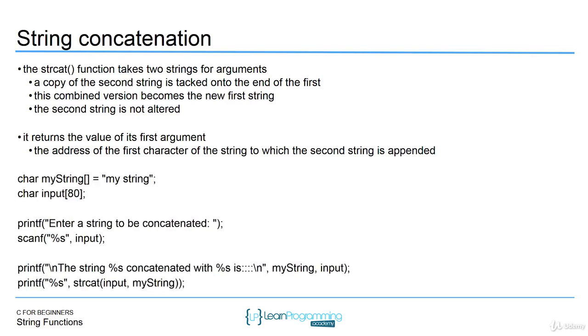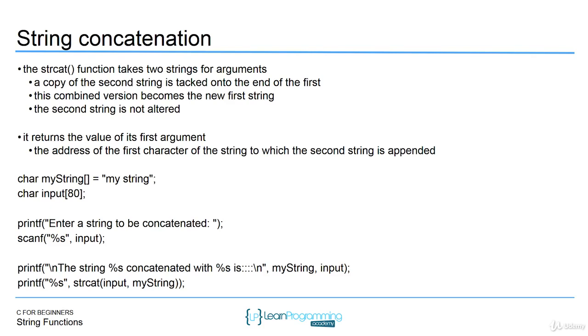So here's an example. We create a character string of myString, and it just contains myString with a null terminator. We create a character string of input, which is 80, it's empty. We say enter a string to be concatenated. We read it in, and then we concatenate it. We print out the original string followed by the concatenated string, and then the input. So after this, whatever you entered would be put at the end of myString. So if you entered Jason, it would be my string Jason. That's what myString would be equal to, because you do a strcat on it.